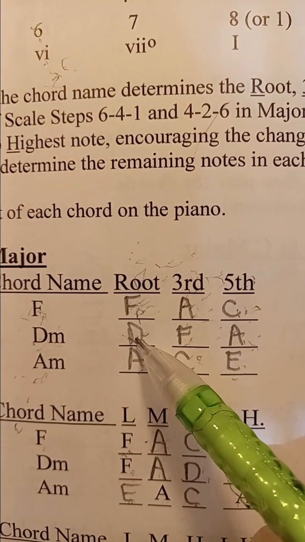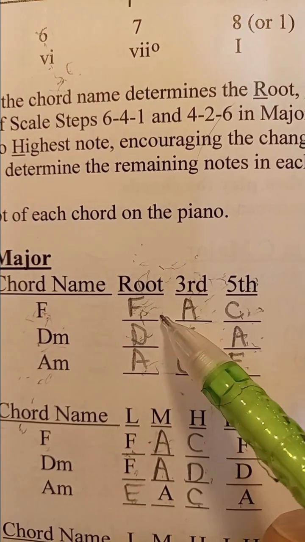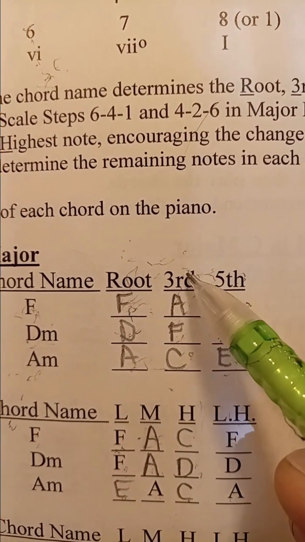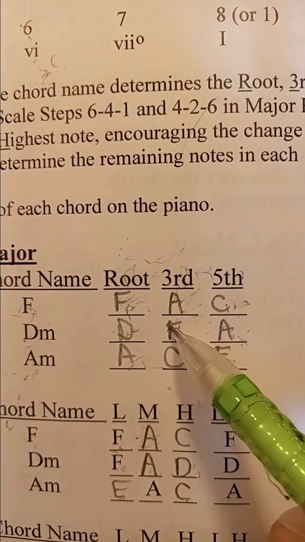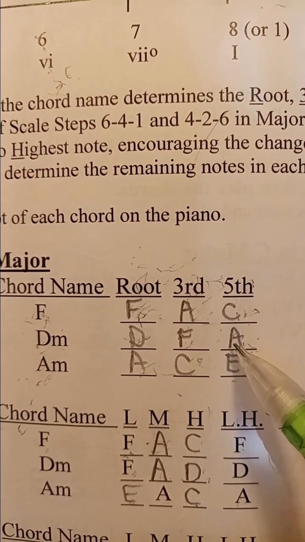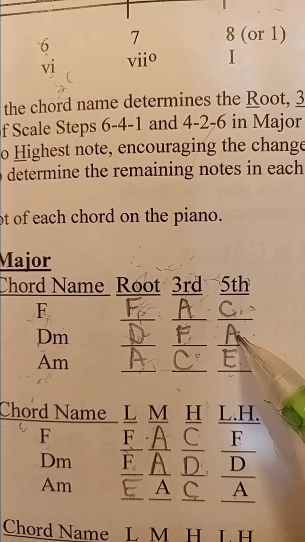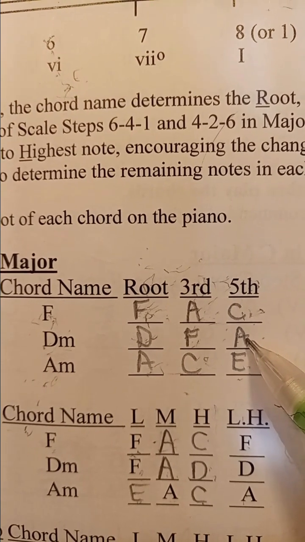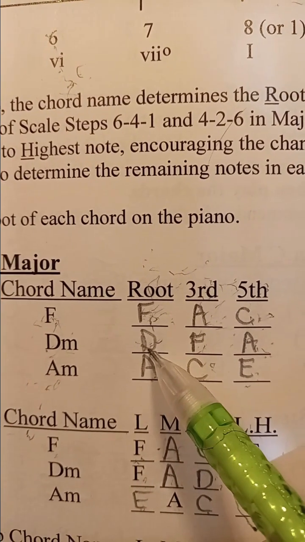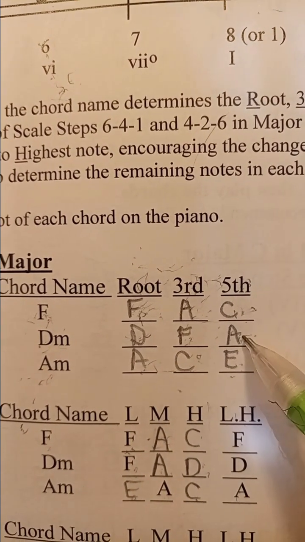In the D minor chord, D is the root, E is the second, and F is the third. With F as the third, G would be the fourth, and A would be the fifth. So the D minor chord would include the notes D, F, and A.